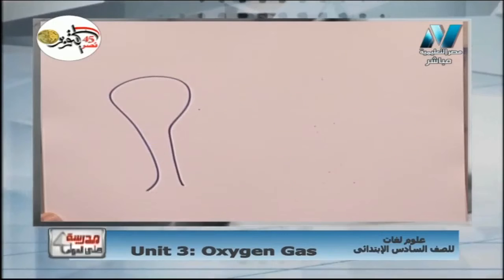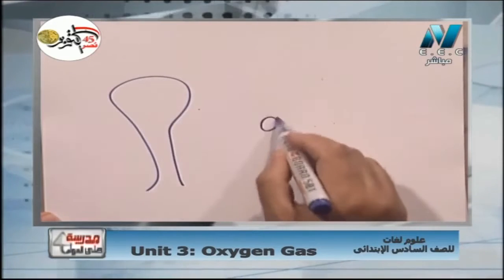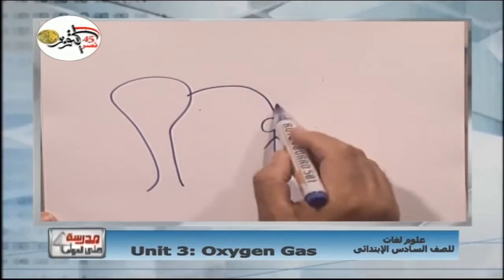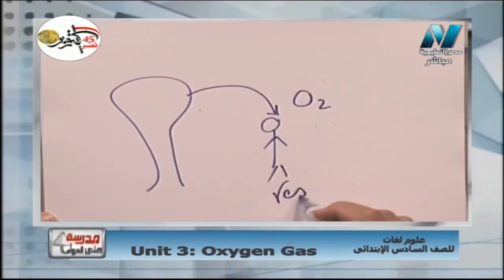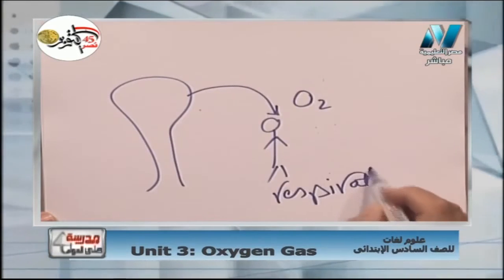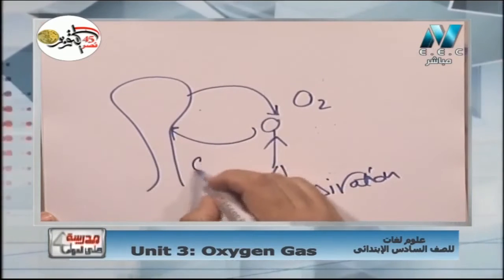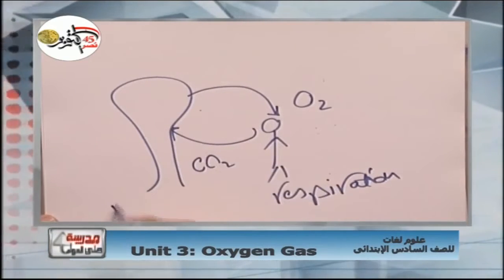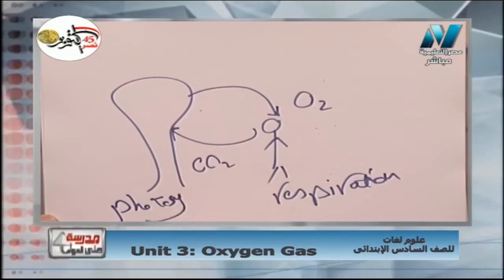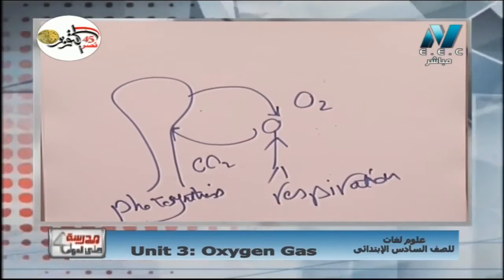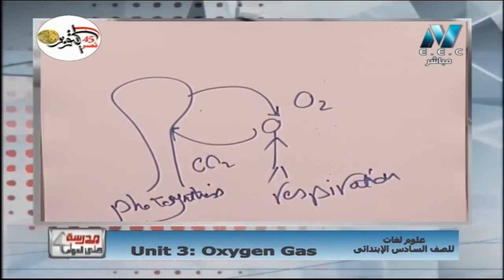So I can draw a very simple drawing for that. If there are some plants in the environment like trees and there is another person like that, okay, the person takes what? Takes oxygen gas in respiration. أنا باخد أكسجين في عملية التنفس. So the plant gives me oxygen and takes from me carbon dioxide gas in what? Photosynthesis process.